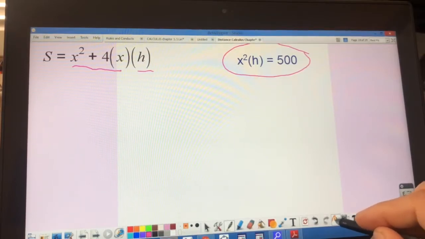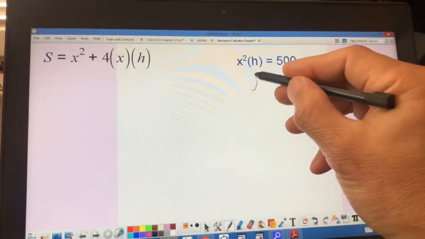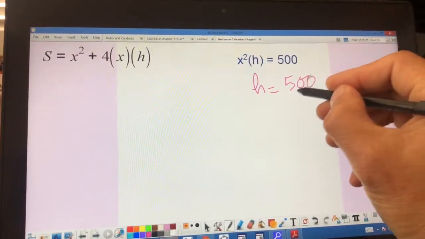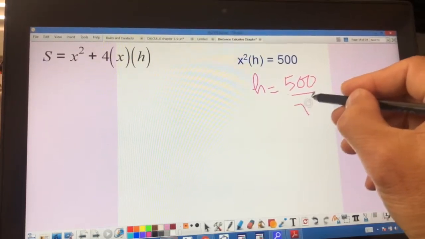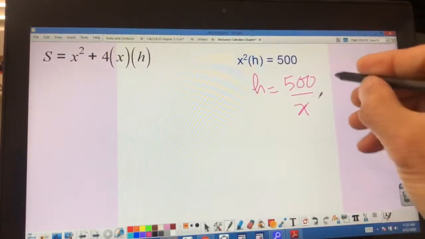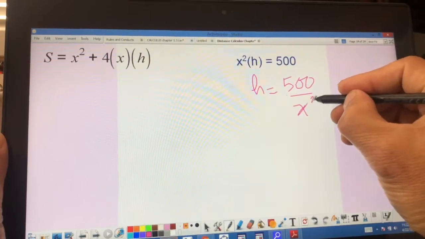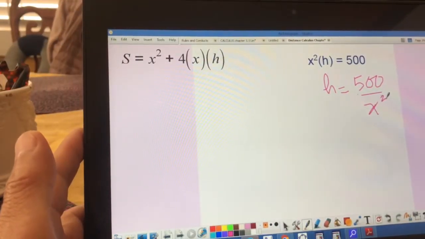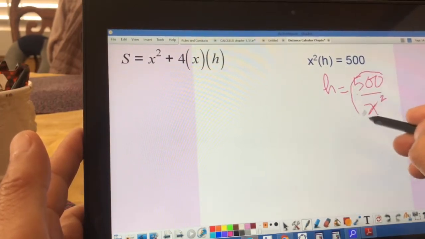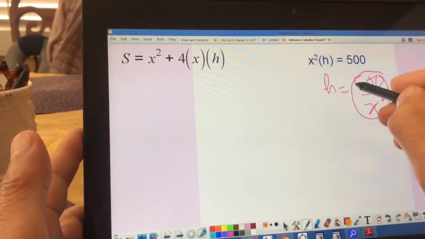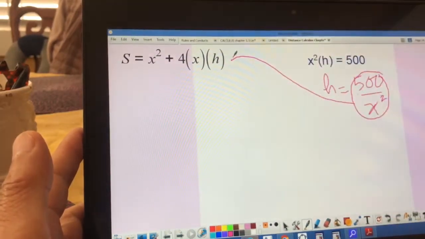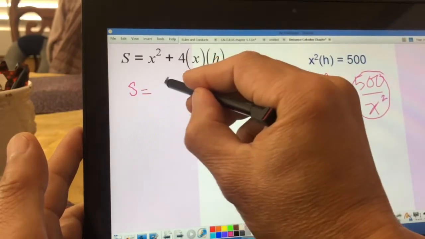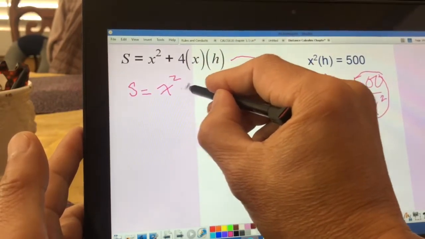Area problem, I'm sorry. So here you go. Your h will be 500 divided by x squared. That's just simple algebra right here. And then if you take this 500 divided by x squared and replace that with the h over here, this will get you the new surface area without the h in it.